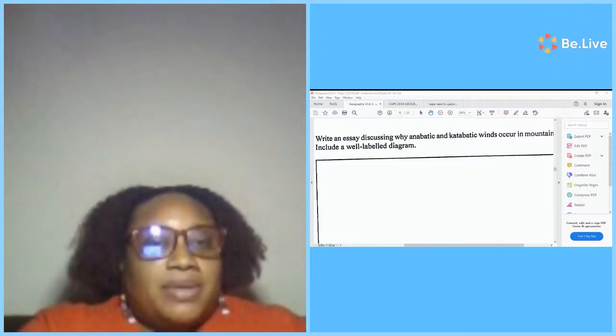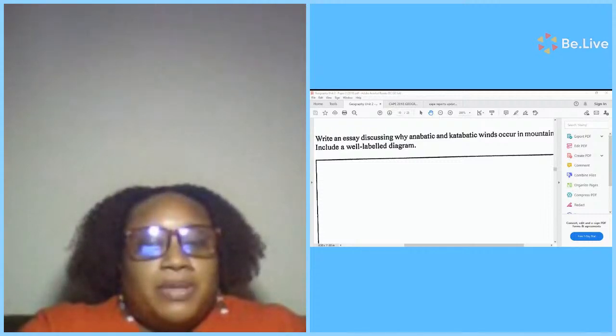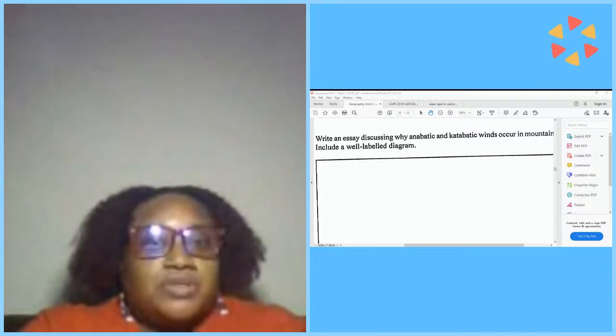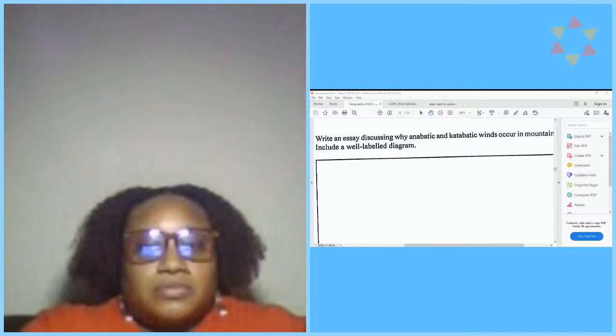So let me just show you a quick diagram here that you can probably learn to draw. It's in your textbook, the New Integrated. I don't know if you'll use that, but that is a very good book, right? Let me see if I can share. Are you seeing it here? So you see anabatic winds.